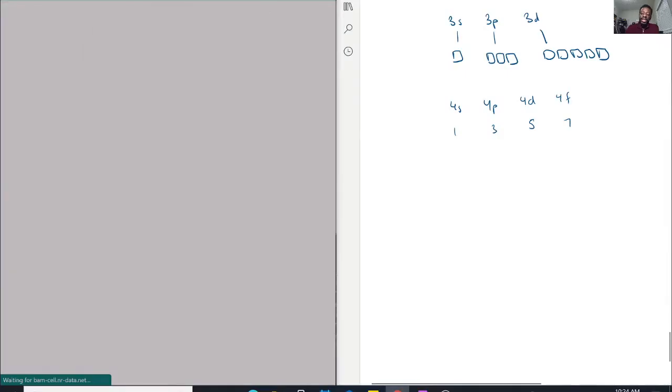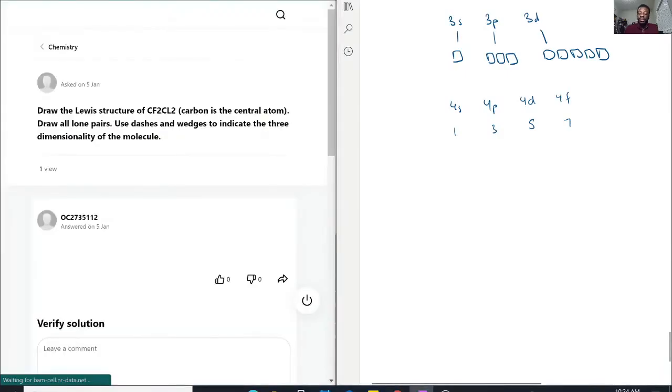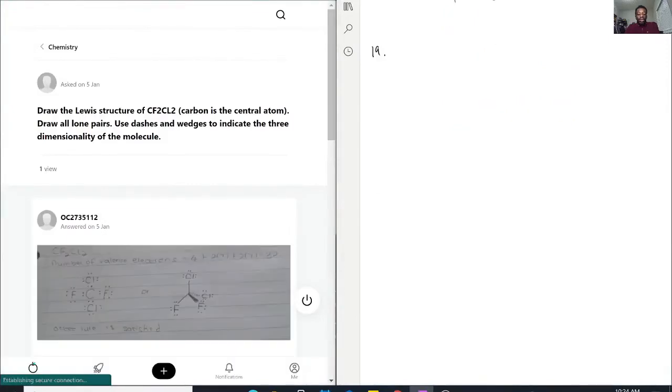Question number 19. We have to draw the Lewis structure of CF2Cl2, and we want to draw all the lone pairs, and we want to use dashes and wedges to indicate the three-dimensionality of the molecule. So there you can kind of see the answer already, but the dashes and wedges would actually be based on what type of molecular geometry we end up having.